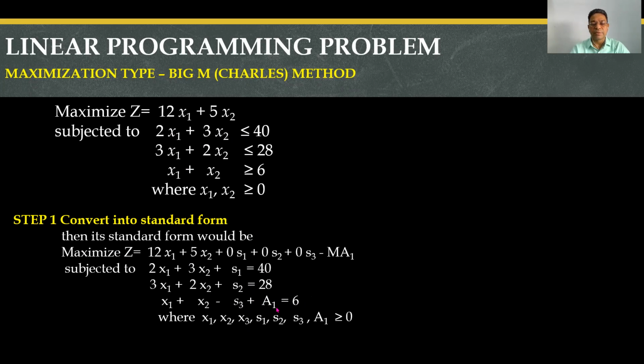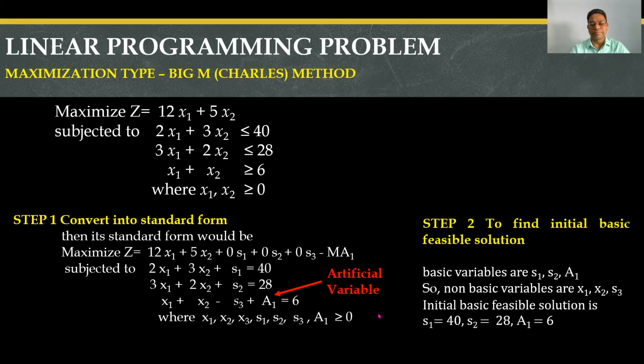As I had explained in the video, we will add an artificial variable a1 so that our basic variables now will be s1, s2 and a1, and the non-basic variables will be x1, x2 and s3. When we put x1, x2 and s3 equal to 0, we get s1 equal to 40, s2 equal to 28 and a1 equal to 6 as the initial basic feasible solution. So we have added an artificial variable in the given problem.